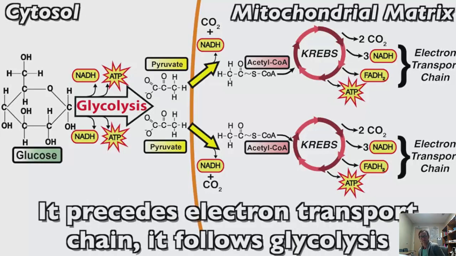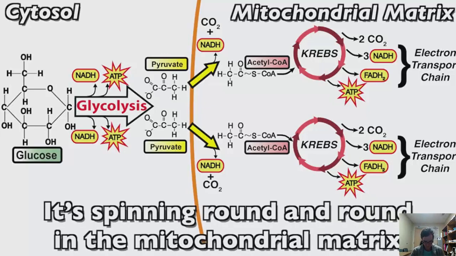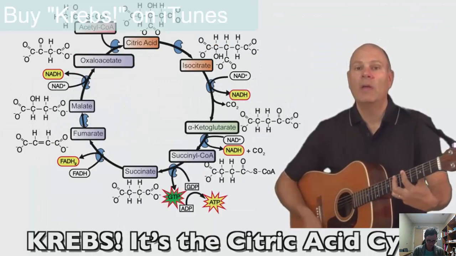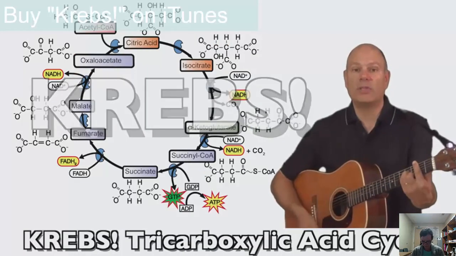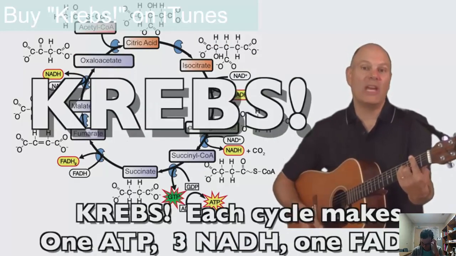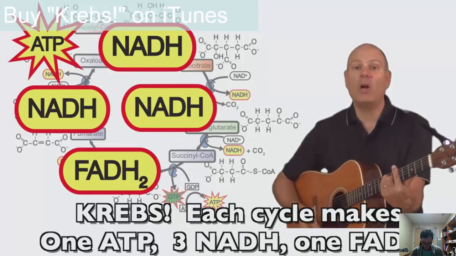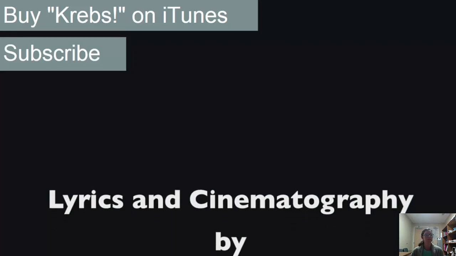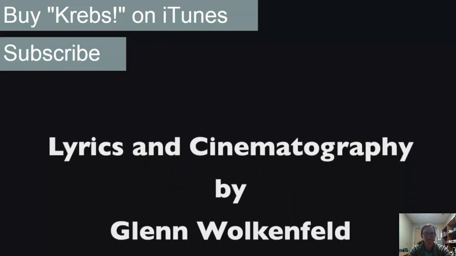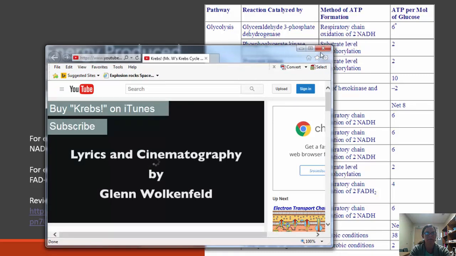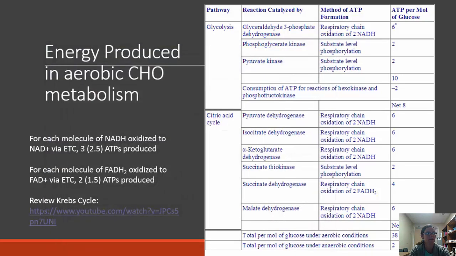As long as cells get fuel, Krebs is running just fine. It proceeds the electron transport chain, it follows glycolysis, and spinning round and round in the mitochondrial matrix. Krebs, it's a citric acid cycle. Krebs, tricarboxylic acid cycle. Krebs, the cycle makes 1 ATP, 3 NADH, 1 FADH2.